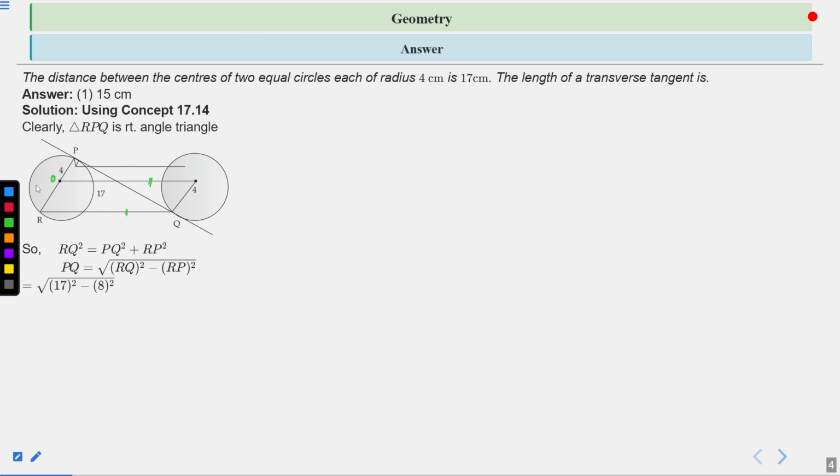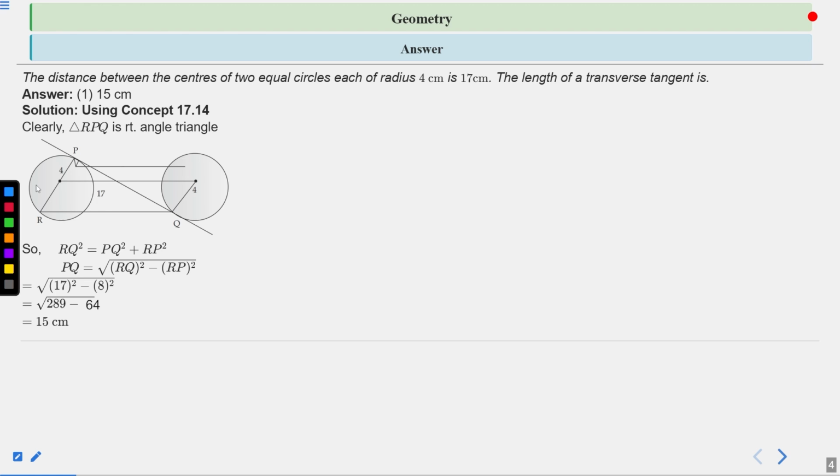Now when we subtract, we get under root 289 minus 64. So what do we get? We get 225, and when we take the square root, we get 15. So the length of the transverse tangent is 15 centimeters. First one is the correct answer of this question.